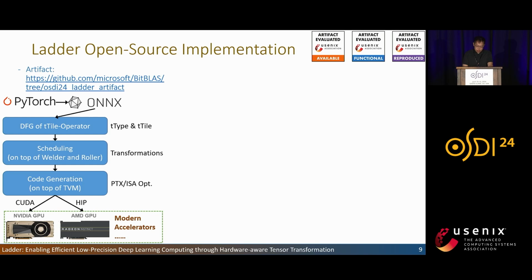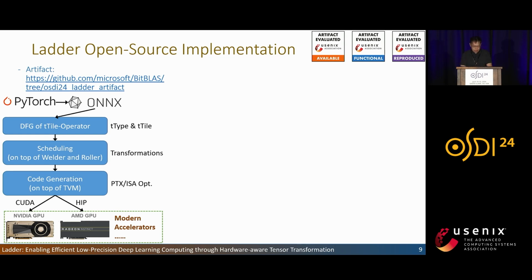Ladder's implementation is open source. It supports PyTorch and ONNX as model input and represents the input model as a T-tile-based data flow graph. Then Ladder schedules the input T-tile-based graph to a schedule plan. The scheduling is implemented on top of Welder and Roller with new transformation mechanism and policy. Then the schedule plan is generated as device code for execution. The codegen part is on top of TVM with new PTX and ISA level optimizations.